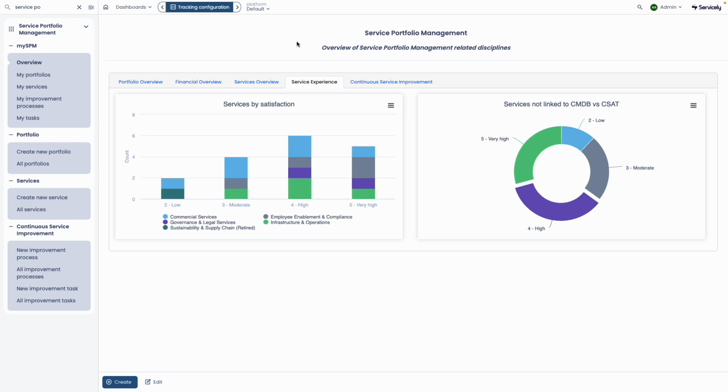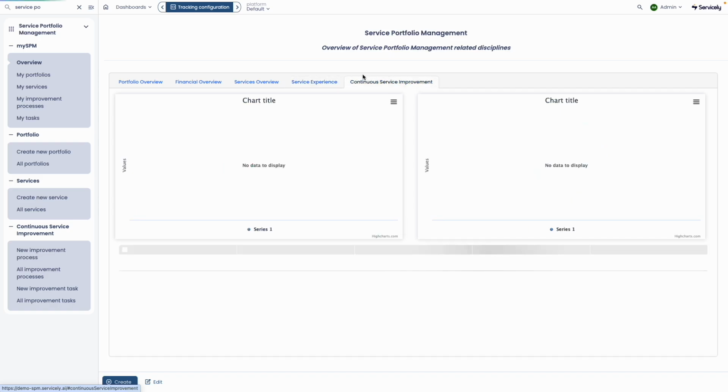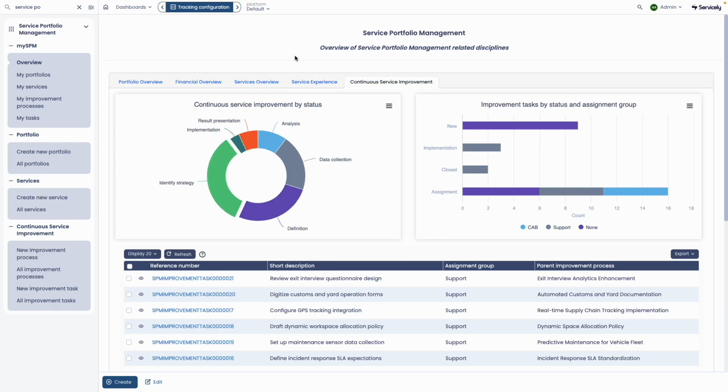based on how we manage our portfolio of services. And then as the final step, we have the continuous service improvement activities where we can see what are the different activities we're driving, what are the different tasks that need to be completed so that we can help ourselves improve that service and experience and thereby get a better outcome of the entire portfolio.